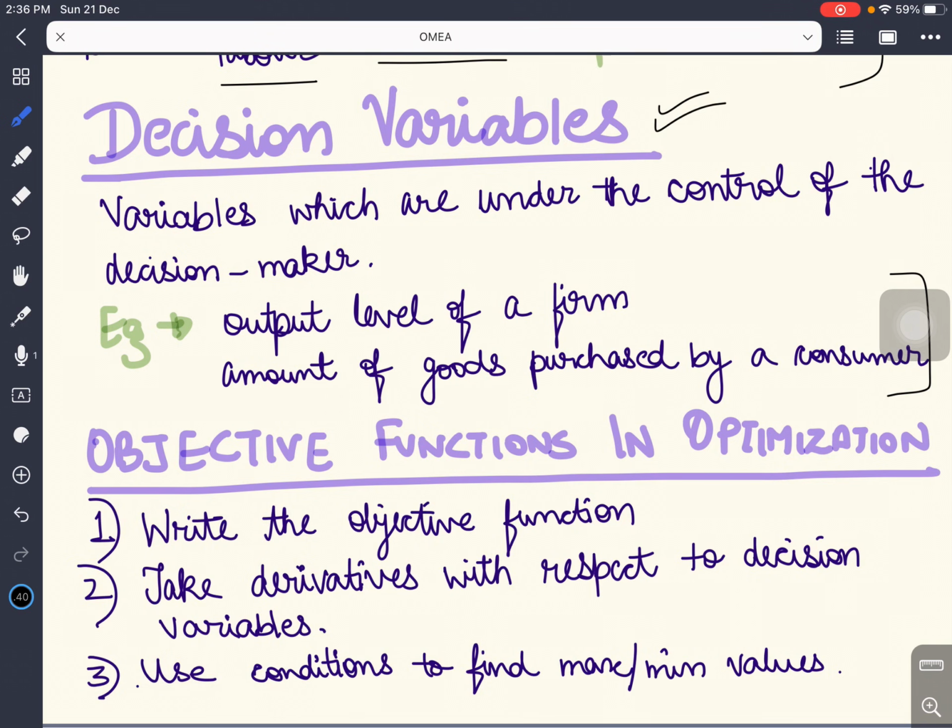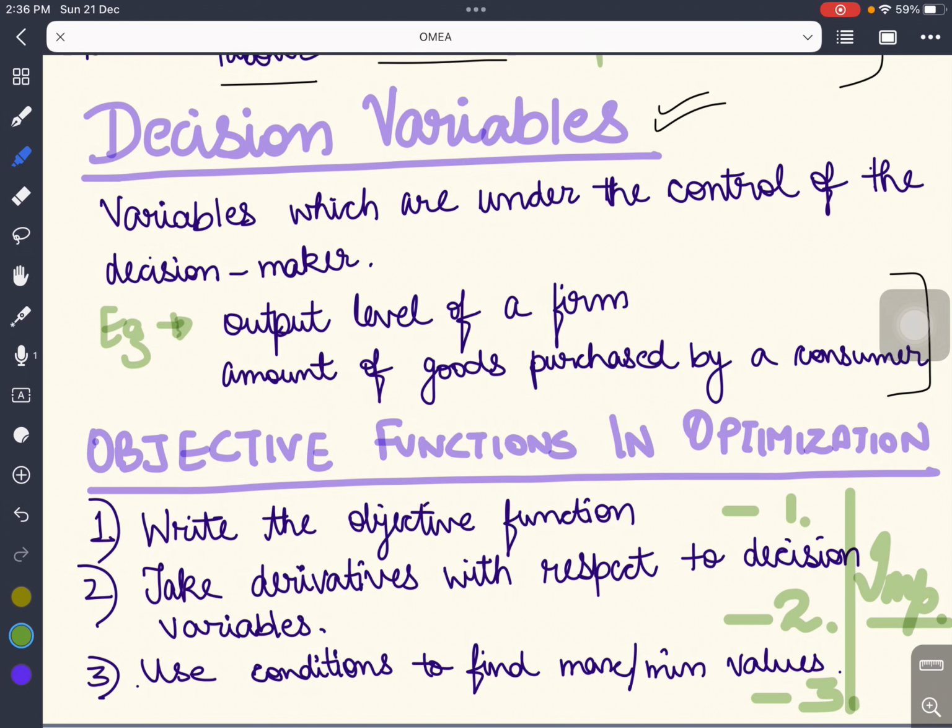So what do we do with these objective functions in optimization? These are the three crucial steps that we usually take into account. The first is we write the objective function. The second is that we take the derivatives with respect to the decision variables, like the output level of a firm in case of profit maximization, and then we use some conditions to find the maximum and the minimum values. These are the important steps that need to be done throughout the chapter in finding the maximum and minimum values.